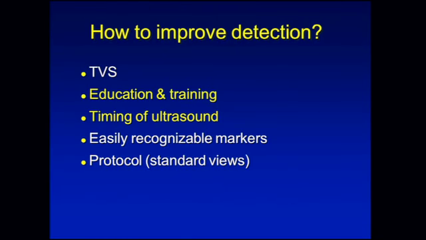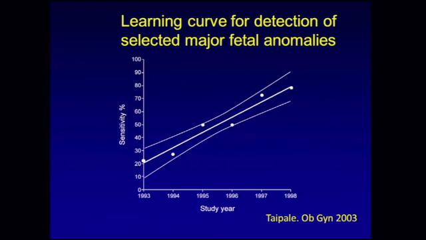We will now discuss factors such as education and training and the timing of ultrasound. There is a learning curve for the detection of fetal anomalies, and the detection rate depends on experience. Here from this graph we can see that with education and training there is an increase in the detection rate of major fetal anomalies by midwives over a period of several years.